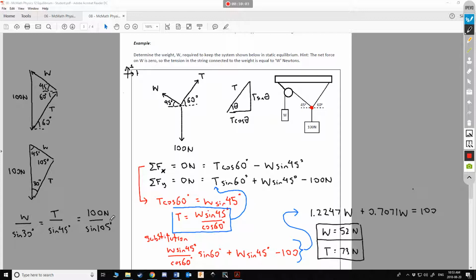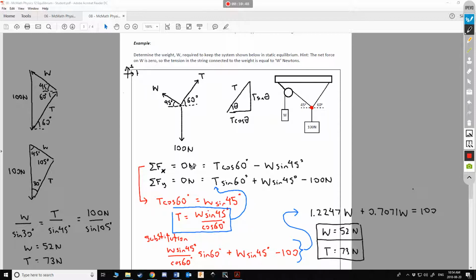If we're solving for it, we can see that 100 divided by sine 105, and if we multiply by sine 30, we get our answer of 52 newtons once again. Alternatively, if we multiply by sine 45, we'd end up with the answer for T, which is 73 newtons. So regardless, both methods will get us our final answer. Just one is a bit more visual than the other. One's using pure algebra, the other is showing your understanding of how vectors add together.